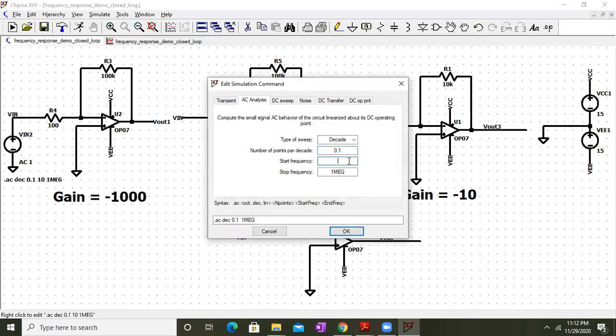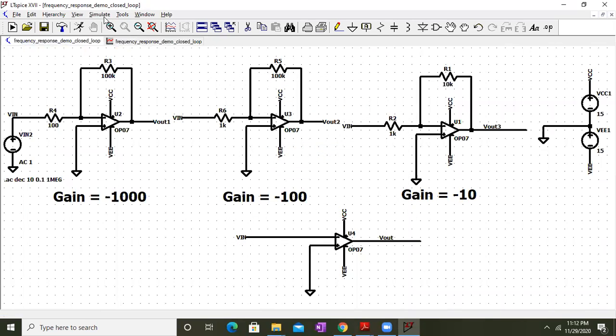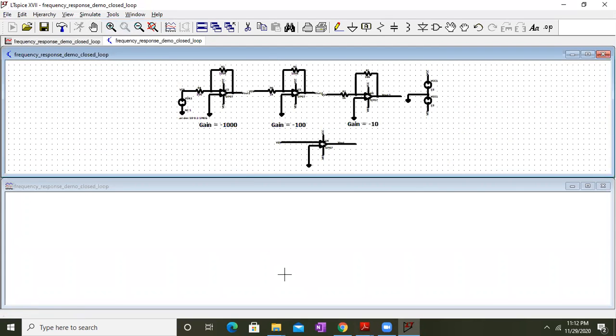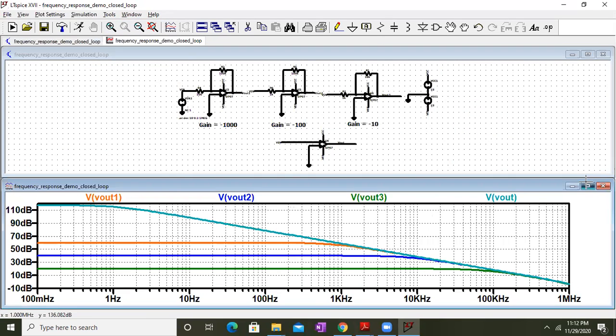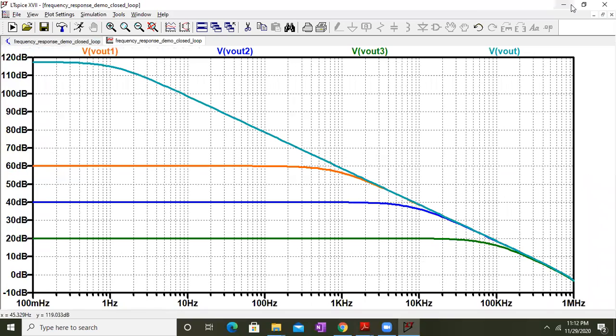Let's say I'll make it 0.1, maybe 10 points per decade. And now if I simulate it, I might get the curve which I'm expecting. Yeah, correct. So if I minimize this, this light blue color curve is the open loop frequency response.